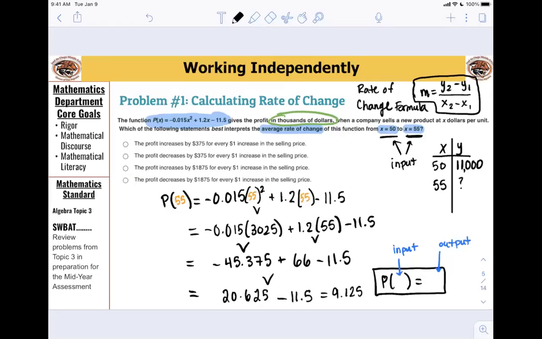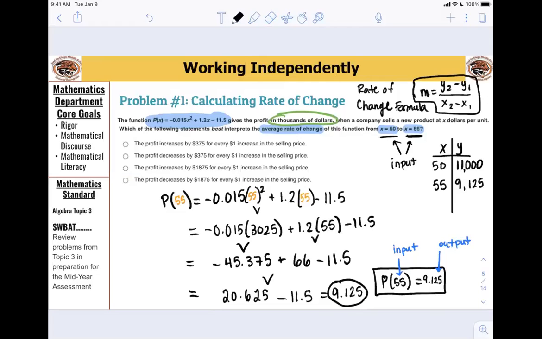9.125. My input was 55. My output was 9.125. And remember, that's going to be by thousands. So what's 9.125 times 1,000? 9,125. Yep, 9,125. So now I have everything I need.